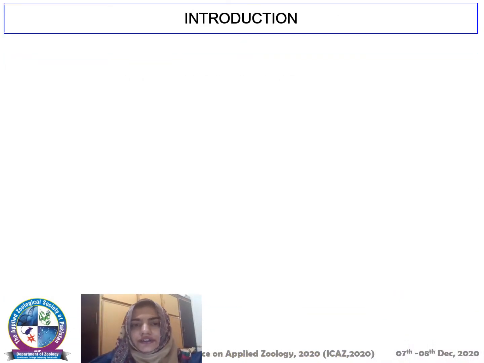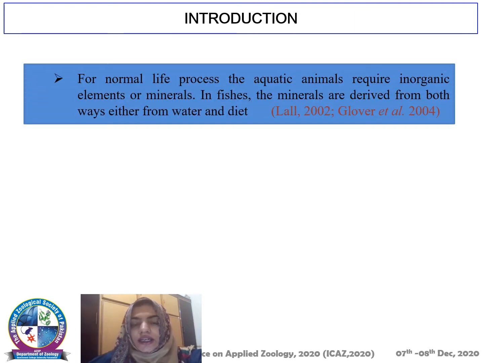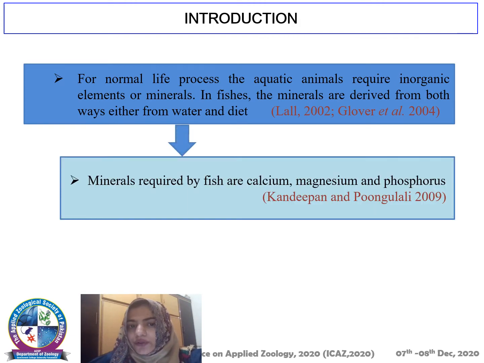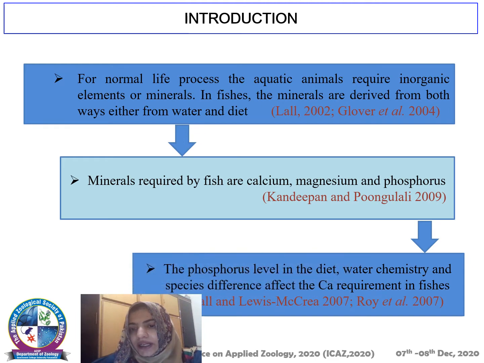First of all, introduction. As we know, mostly the aquatic animals require inorganic elements or minerals. In fishes, the minerals are derived in both ways, either from water or diet. Minerals required by fish are calcium, magnesium, and phosphorus, and the calcium requirement in fishes is affected by different phosphorus levels in the diet, water chemistry, and species difference.